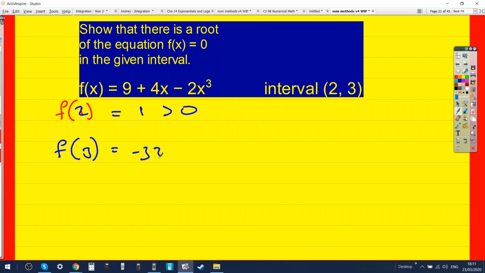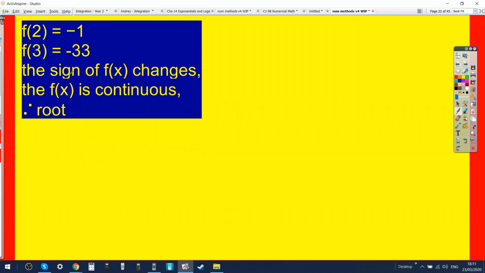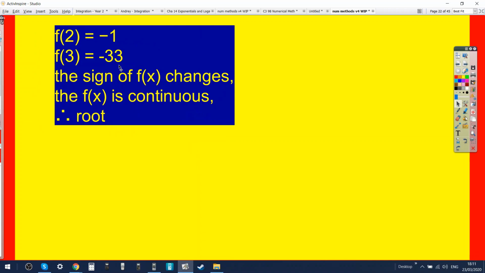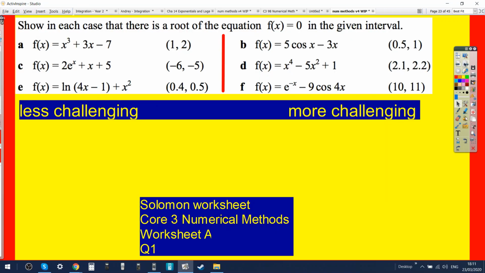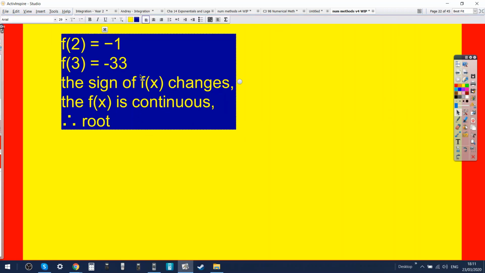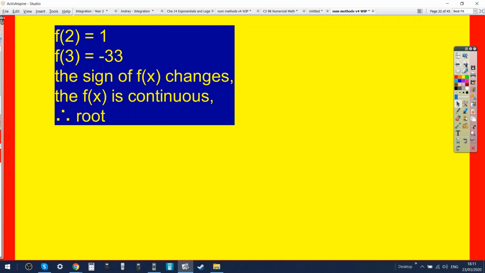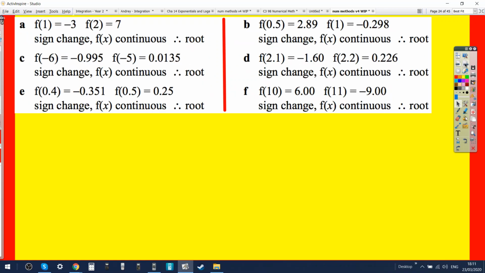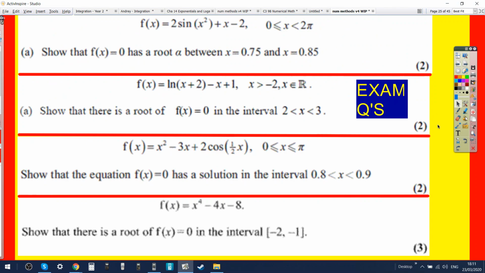That was minus 33 is less than 0. And that's formatted a bit weird for some reason. Let's see. Yes, the sign of f of x changes. The function is continuous, therefore there's a root. It's 1, not minus 1, I think. Yes, that would negate the whole thing, wouldn't it? Yeah. Let's see. So this is what these look like. They're alright. This is what exam questions look like.